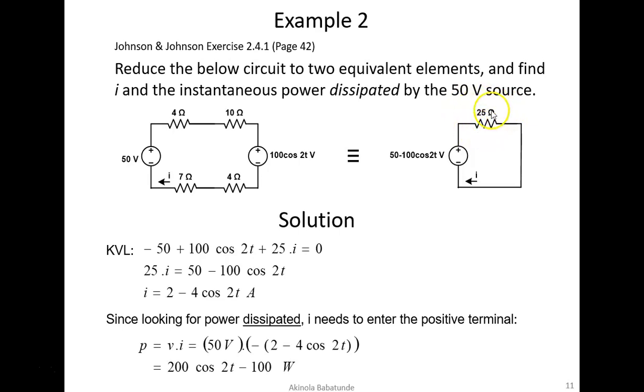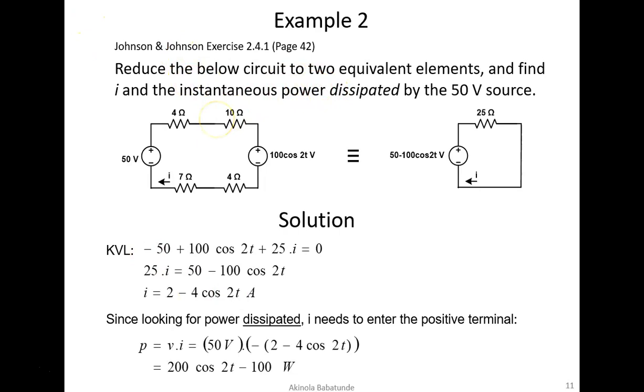So the voltage here will therefore become IR, and that's going to be 25 multiplied by I, and that gives us plus 25I. And since it is KVL, we have said that the summation of all the voltages in that closed path will be equal to 0. So we add everything together and equate it to 0. If we rearrange that, what we're going to be left with is I equal to 2 minus 4 cos 2t amperes. So that's the current in the circuit.